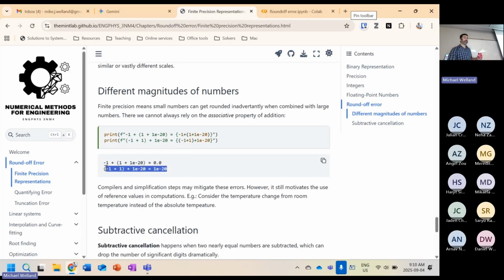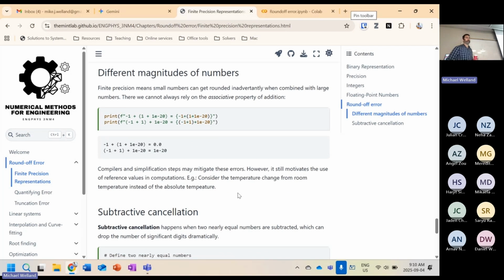If you group that differently, which shouldn't matter, addition should be associative. It shouldn't matter, but in numerics it does. Generally speaking, compilers are now smart enough that the simplification step will identify this and kick it out for you. So generally speaking, you don't really see this anymore.